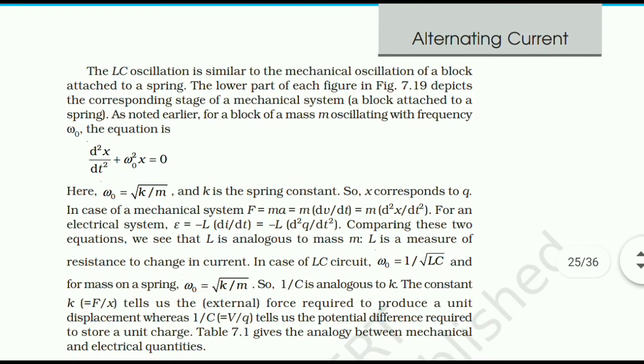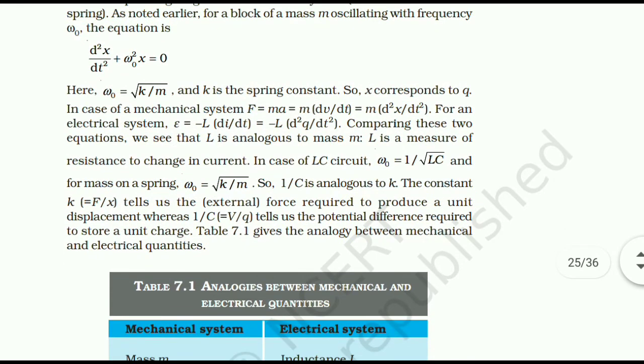The LC oscillation is similar to the mechanical oscillation of a block attached to a spring. The lower part of each figure in 7.19 depicts the corresponding stage of a mechanical system. As noted earlier, for a block of mass m oscillating with frequency omega naught, the equation is d square x upon dt square plus omega naught square x is equal to 0, where omega naught is equal to under root k upon m, and k is the spring constant. So x corresponds to q.